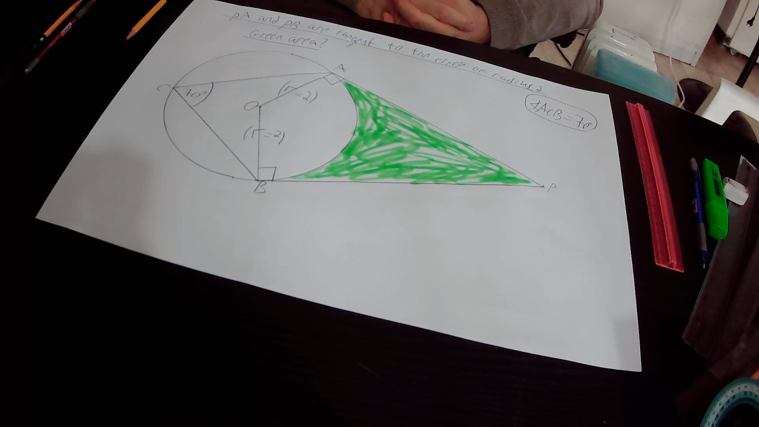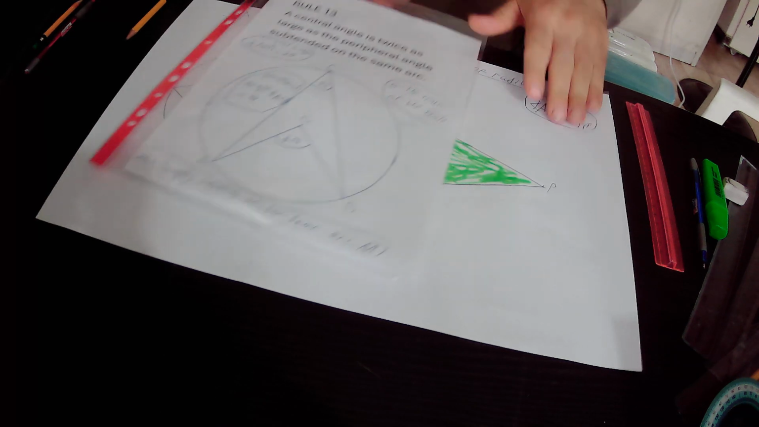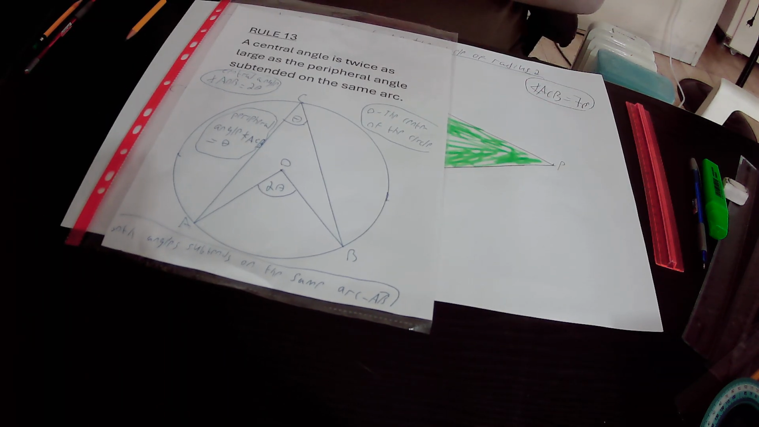The new rule is rule 13. According to rule 13, a central angle is twice as large as the peripheral angle subtended on the same arc. Repeat again, rule 13: a central angle is twice as large as the peripheral angle subtended on the same arc.